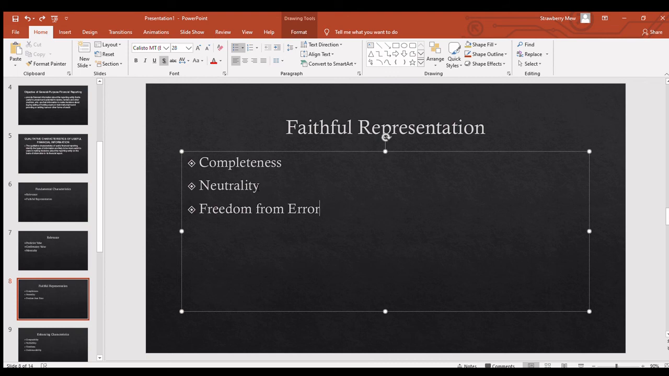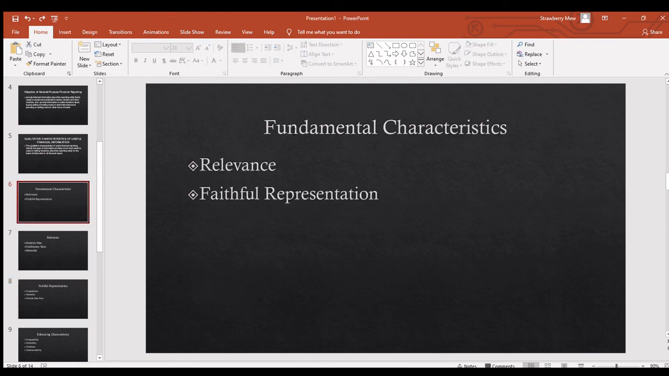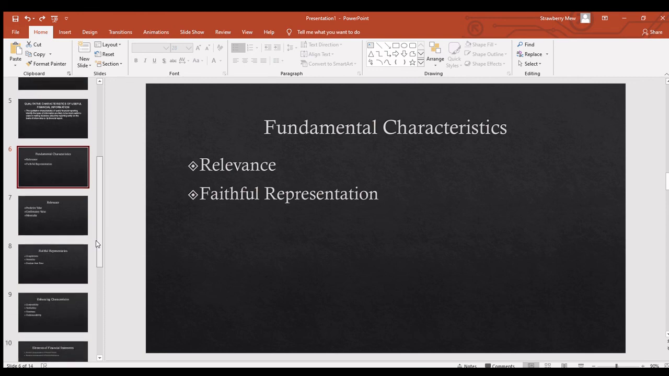And plus, it should be free from error. Right? So, kahit complete pa siya, kahit hindi siya biased, pero kung may error naman, of course, it will not be considered faithfully represented. So, there should be no errors or omissions for the reported information. Okay, so those are the fundamental characteristics, right? The relevance and faithful representation.